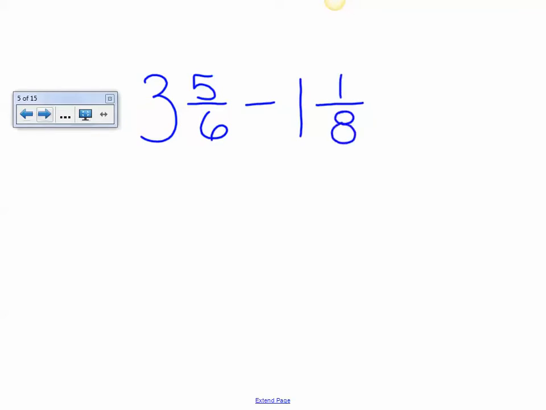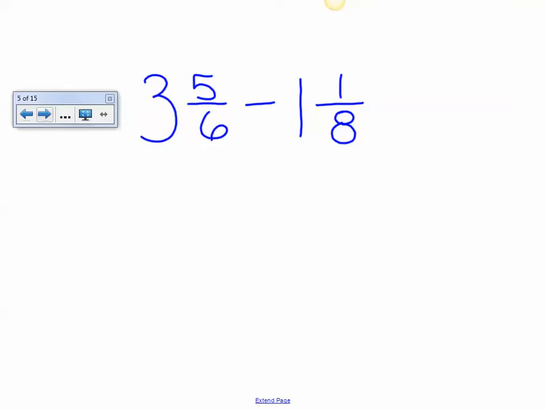What I want us to do right now is practice one more subtraction one. So on your paper, let's write down 3 and 5/6 minus 1 and 1/8. So step 1 says I need to find a common denominator.